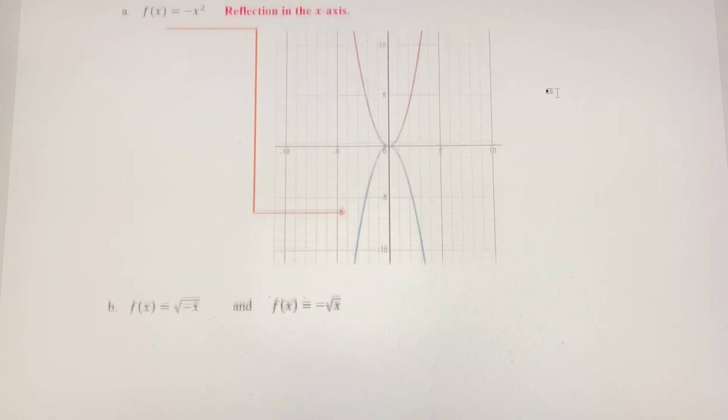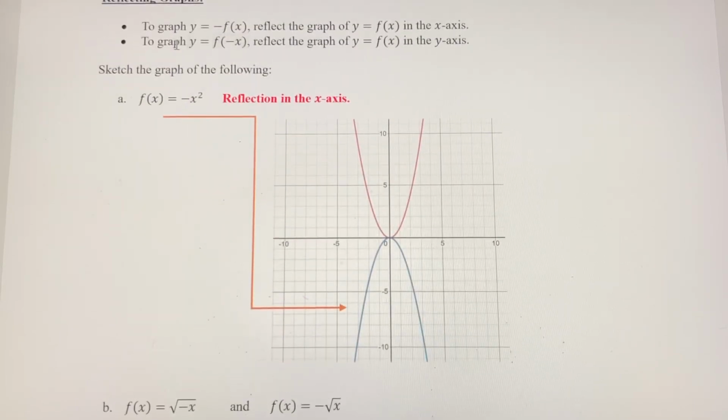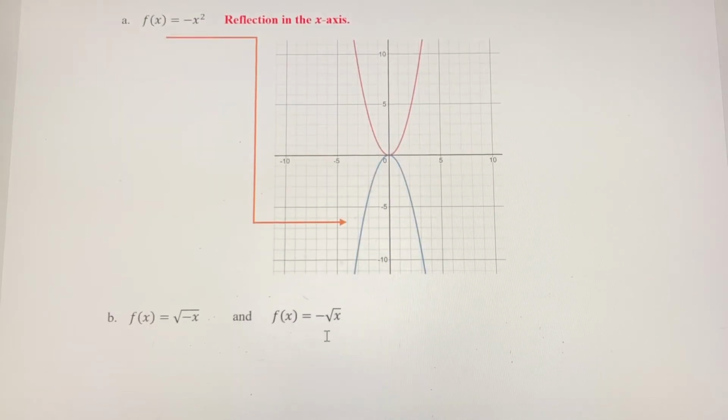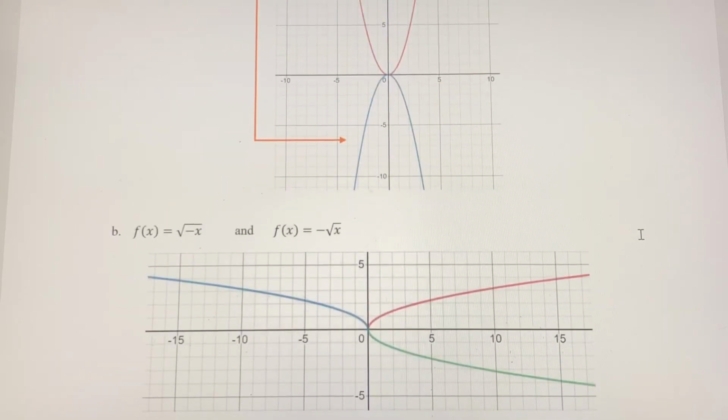In the second one here, we've got our square root function. In the first part here, we're replacing x with negative x, so that's where we're reflecting about the y-axis. And the second function here is where we're preceding our basic radical function with a negative sign, so this one would be a reflection about the x-axis. So let's go ahead and put those graphs up.